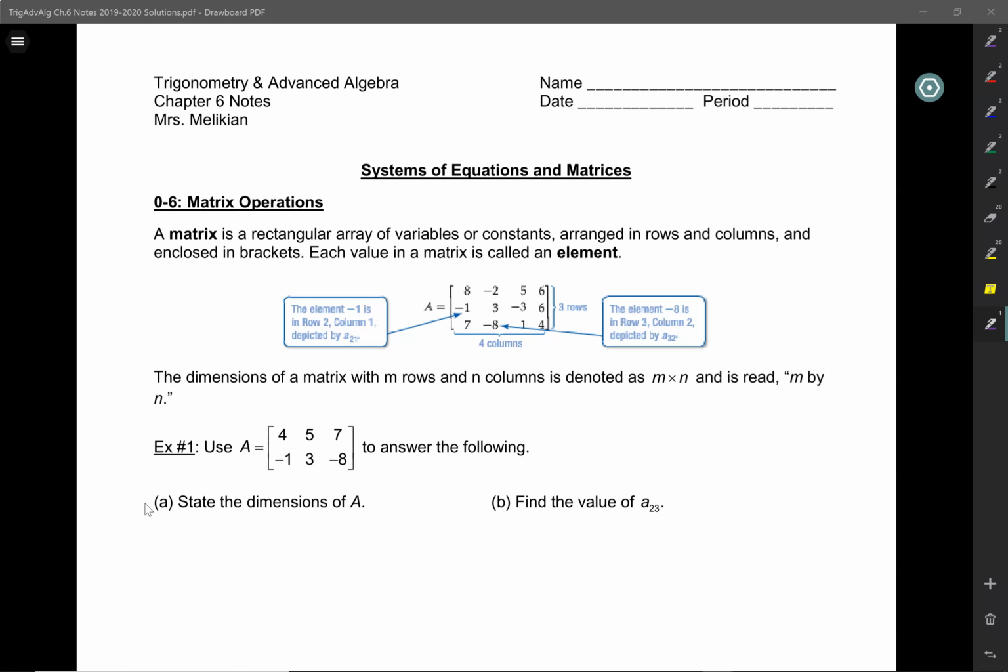Okay, so here's a little bit of background about chapter 6. Chapter 6 is on matrices. Very straightforward. If there was ever a chapter that I would have chosen to teach remotely, this would have been it. You are actually the luckiest of all my classes. Let's just put that out there.